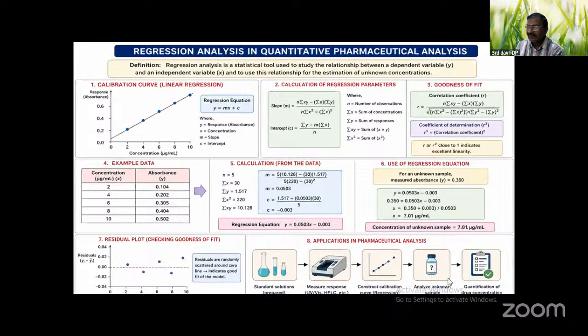for the next trial. What are the applications in pharmaceutical analysis? The standard solutions are prepared, which are all known. Then measurement by UV visible or HPLC, construct the calibration curve, and you can analyze the unknown sample concentration, used for the quantification of drug concentration in the given unknown sample.